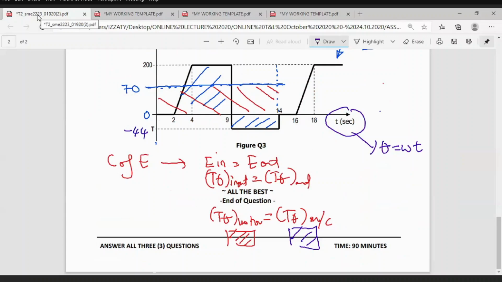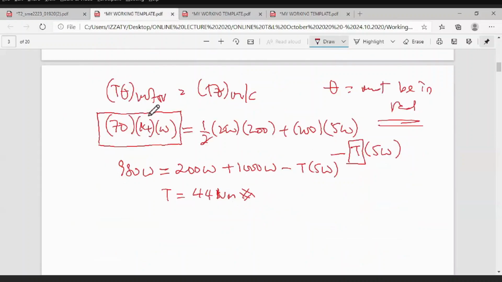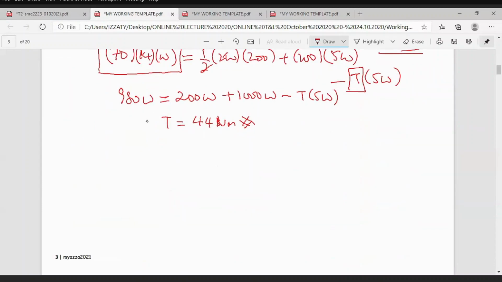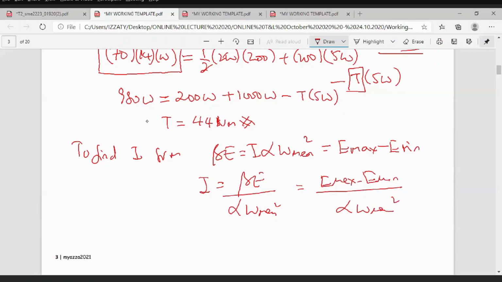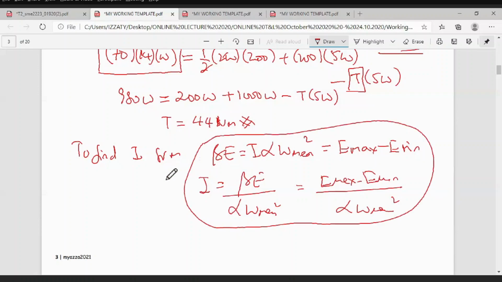The next one is the mass moment of inertia, I, to define I now. As I mentioned earlier, many times, you start to find I from delta E equal to I alpha omega mean power of 2, which can also be obtained by E max minus E min. And this I, you rearrange the equation, becoming delta E divided by alpha omega mean power of 2, or perhaps E max minus E min divided by alpha omega mean power of 2. Okay, you work out this one. No mark is given for the equation.